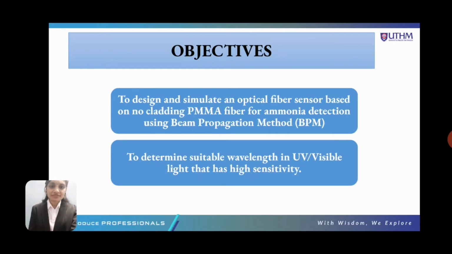The objectives of my project are to design and simulate an optical fiber sensor based on no cladding PMMA fiber for ammonia detection using the beam propagation method. The second objective of my project is to determine a suitable wavelength in UV or visible light that has high sensitivity.